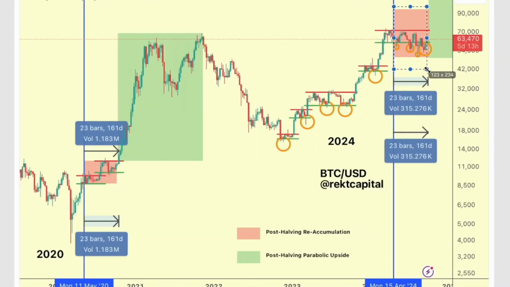The reaccumulation phase after the halving is slowly coming to an end. It's going to be a historic end to this reaccumulation phase as we transition away from this phase into the parabolic phase of the cycle. Today we're going to be talking about both of these two unique phases and the transition between them that's right now in progress.